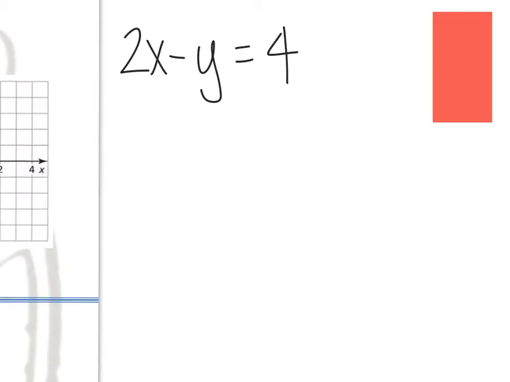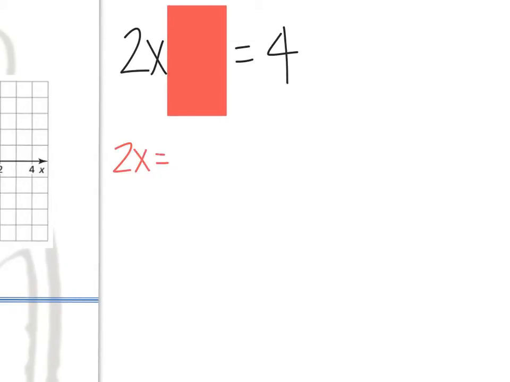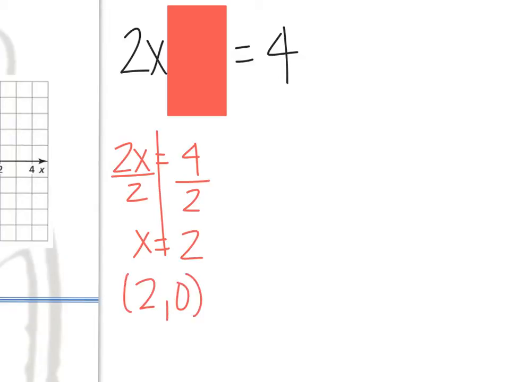So to find our x-intercept, we're going to cover up y, and we get the equation 2x equals 4. Well, I'm going to divide both sides by 2, and I get x equals 2. So that's where the x-intercept of (2, 0) came from.